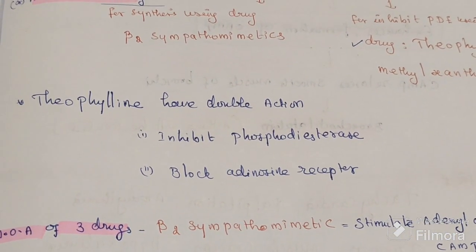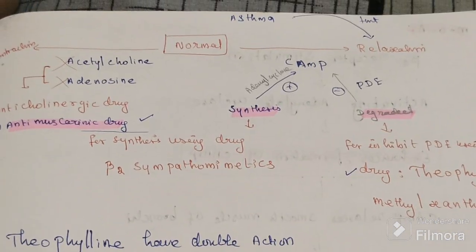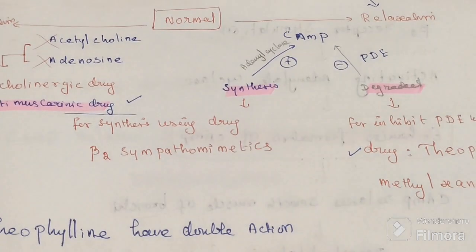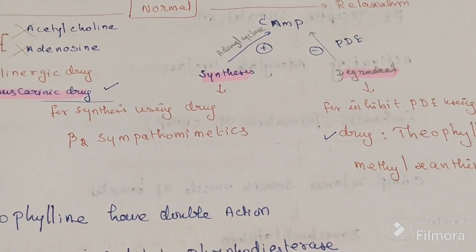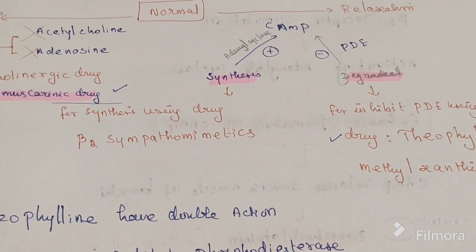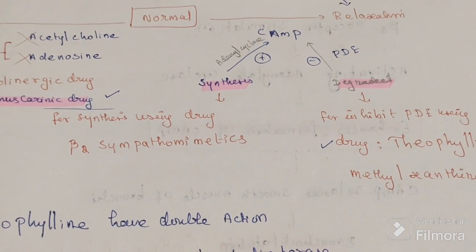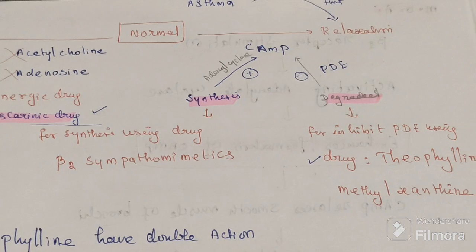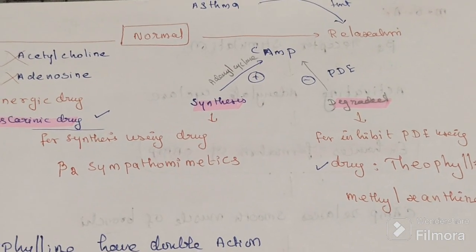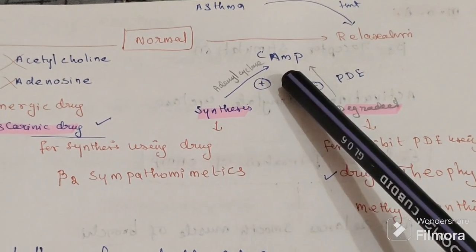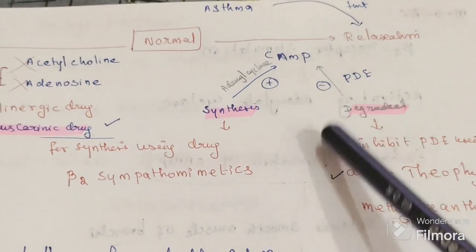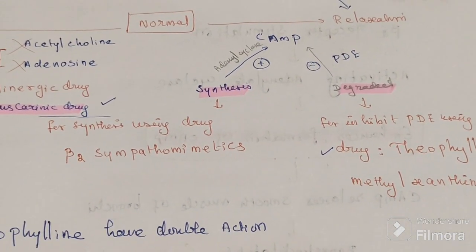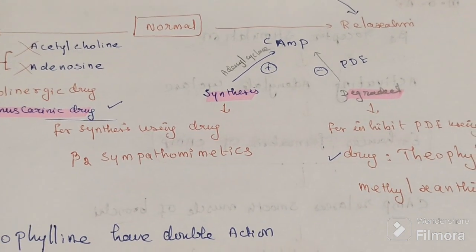What is the mechanism of beta 2 sympathomimetics? They stimulate the enzyme adenyl cyclase, the synthetic enzyme. If adenyl cyclase is increased, cyclic AMP will be more. If cyclic AMP is more, relaxation will be more. Synthesis more means cyclic AMP more, and cyclic AMP more means relaxation is more. So this is the mechanism of action of beta 2 sympathomimetics.